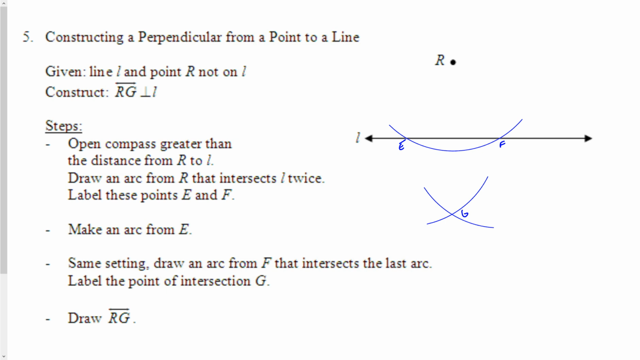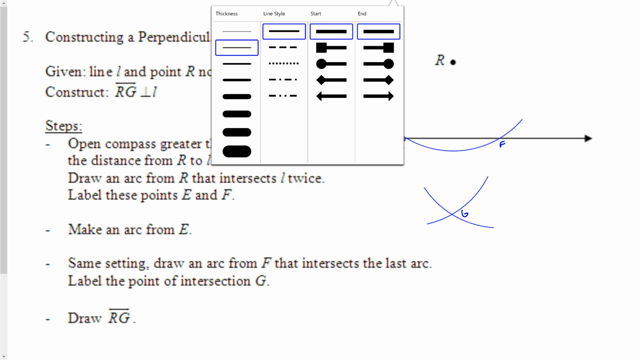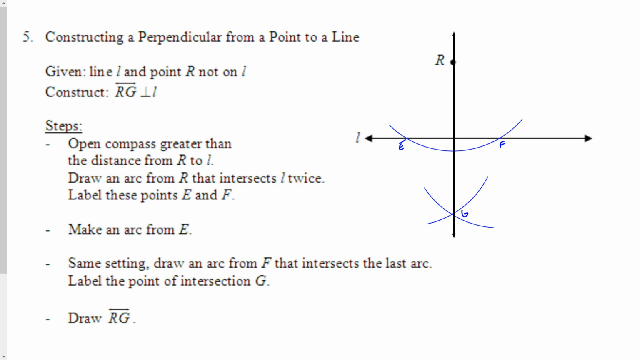And then it says, lastly, we are constructing line RG. So when I take my straight edge and I draw the line that connects point R and this intersection, point G, I have to have the arrows on both ends because it is a line. If it were a segment, I wouldn't have the arrows. If it were just a ray, I would have only one arrow, depending on which way it needs to be pointing. I can tell that from the name. So we've now constructed line RG that is perpendicular to line L.